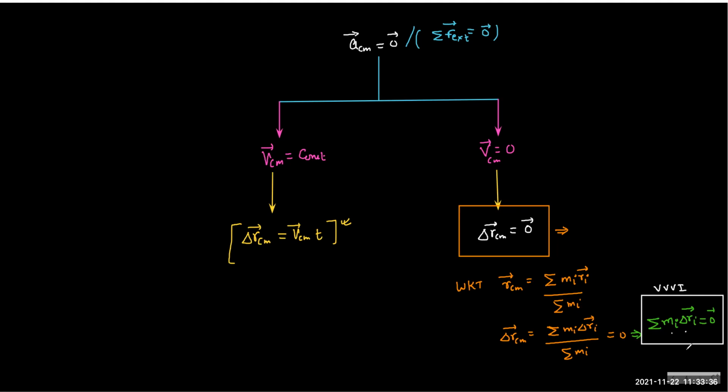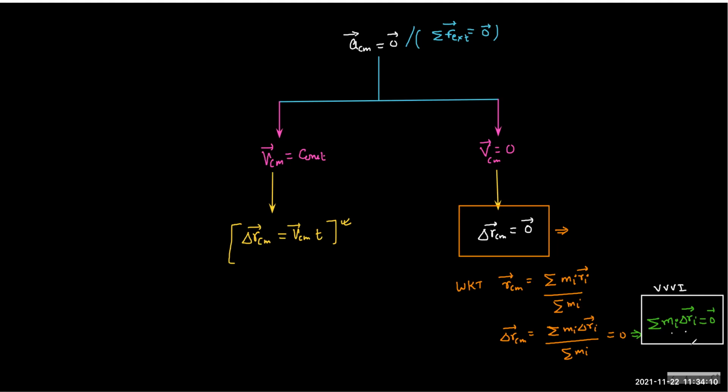So this consequence is very important. This is the algorithm of thinking. If you're solving any question of center of mass, you can think about what is happening. Is ACM zero or non-zero? If it is zero, what can we write? If it is non-zero, what can we write? And even if it is zero, there are two possibilities: the system was at rest and will stay at rest, or the system was in motion and will stay in motion.